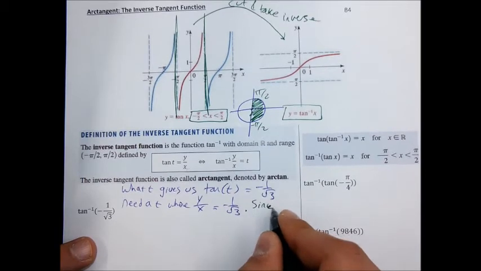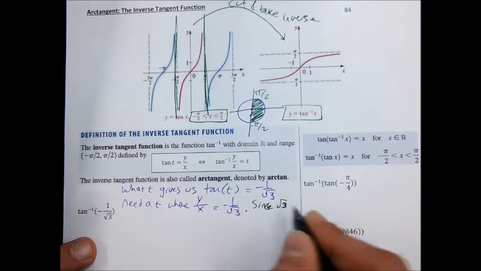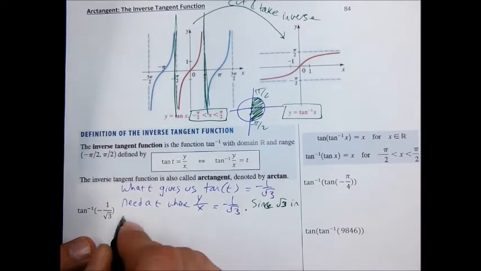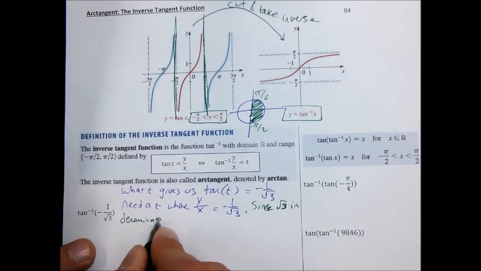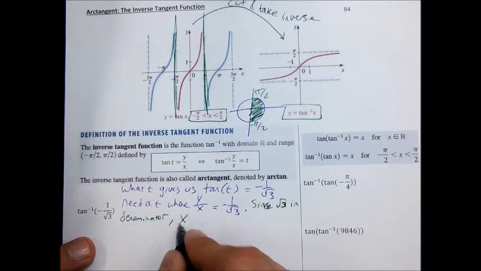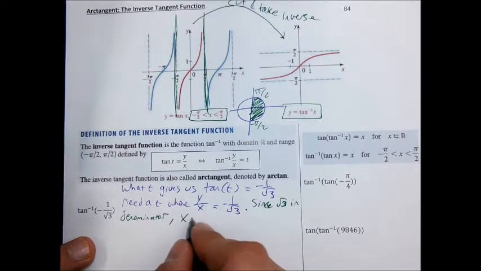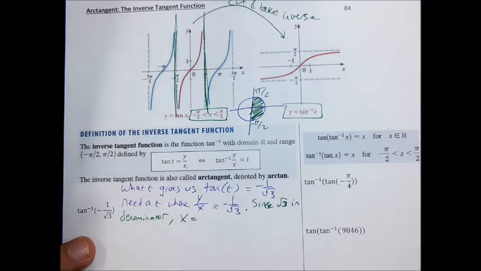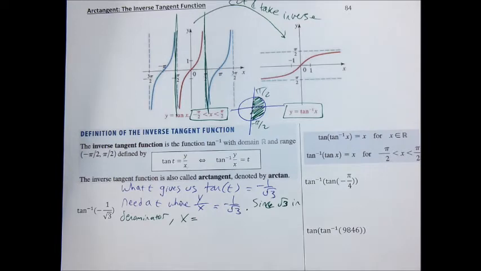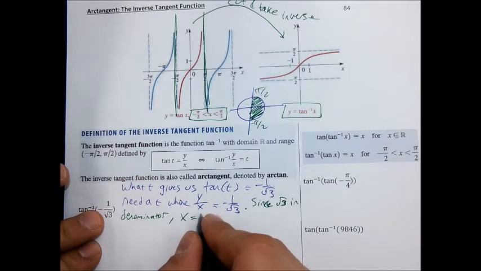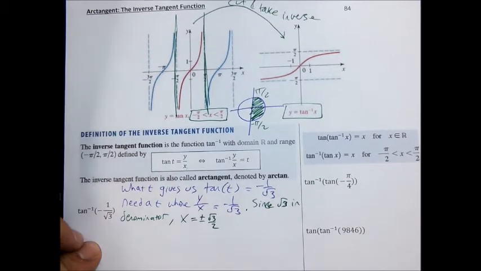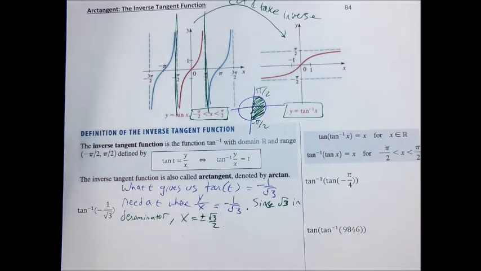So since square root of 3 is in the denominator, then the x should have a root 3 in it. And what type of points have root 3? What goes with root 3? Nothing just has root 3. It's root 3 divided by 2. So x should be some form of root 3 over 2, right? Because that'll put the root 3 in the bottom. All right, you with me on that?